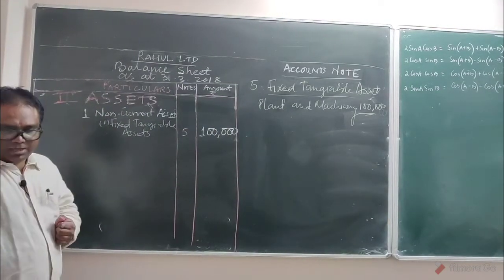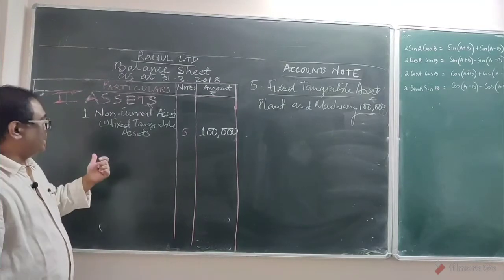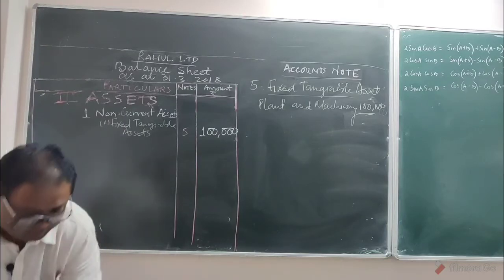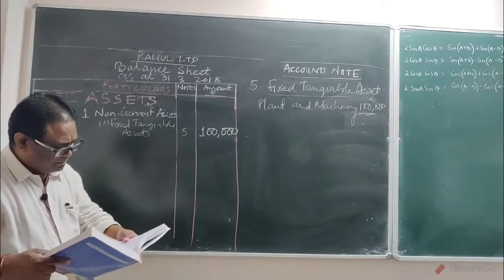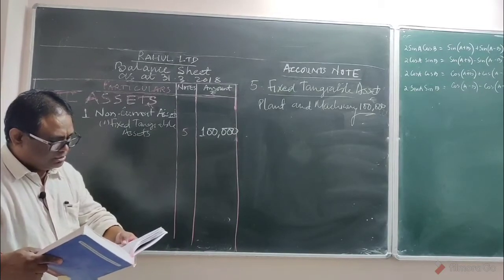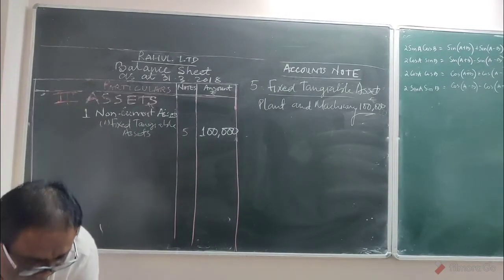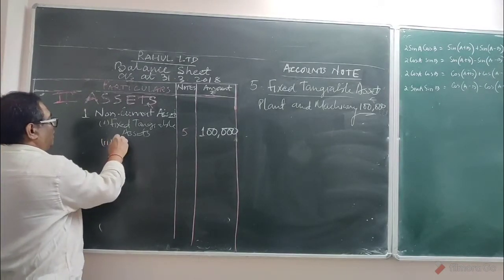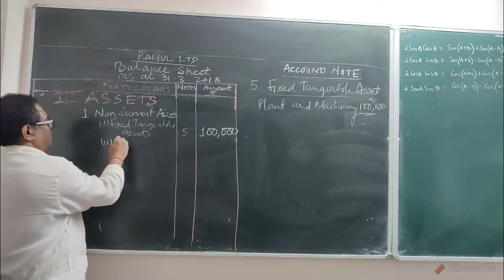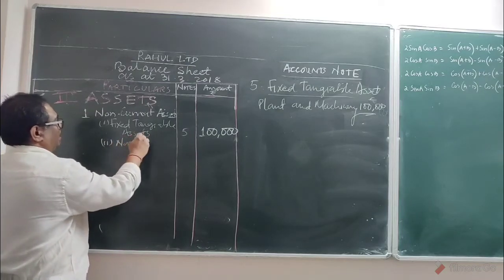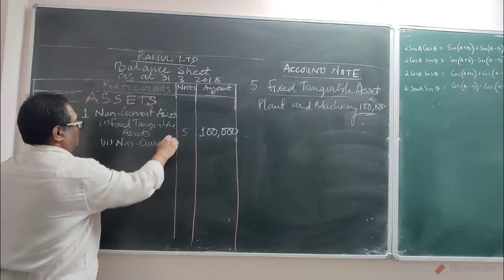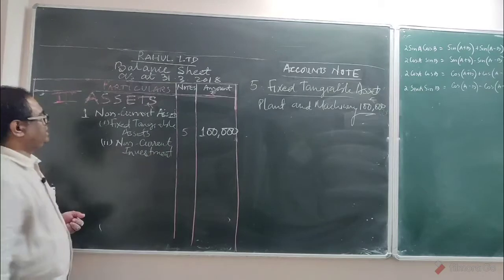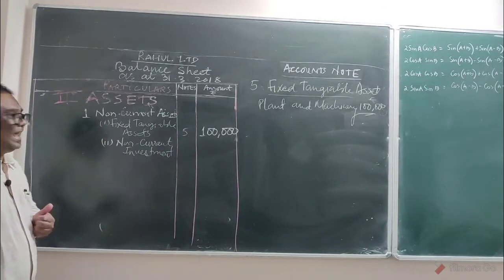Now next we have an intangible asset like goodwill, trademark, copyright, which is not given here. As per the question, shares in Radhika Limited is a non-current investment. That is number 2, non-current investment. These are the subheadings under the major heading non-current assets.